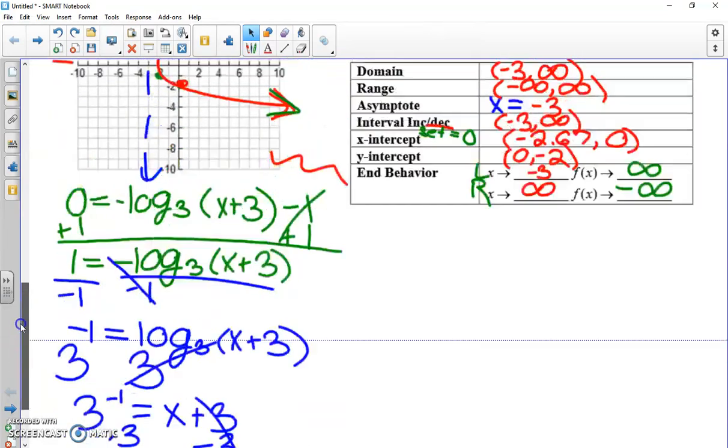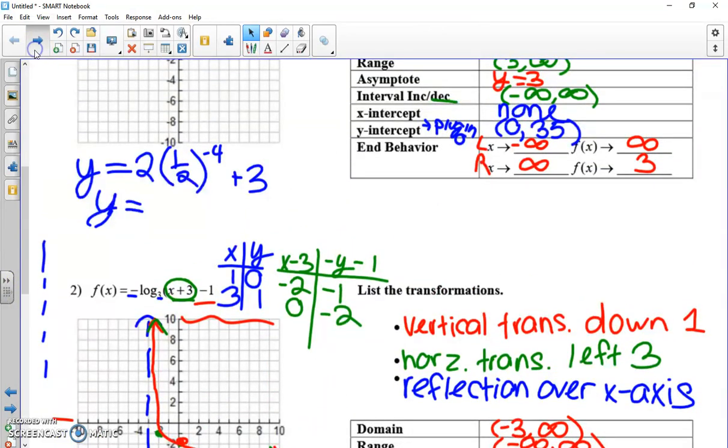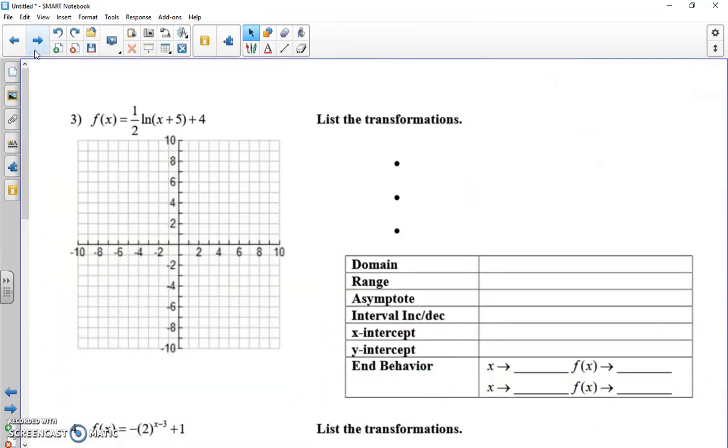All right, so that is the whole first page. All right, let's keep going along. Okay, so now we're going to graph an ln function. And ln, y'all, is the same thing as log. You're going to do it the same way.